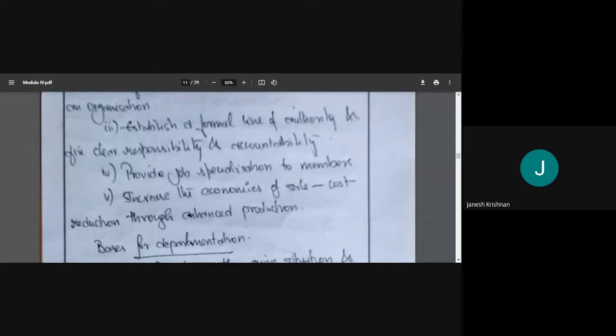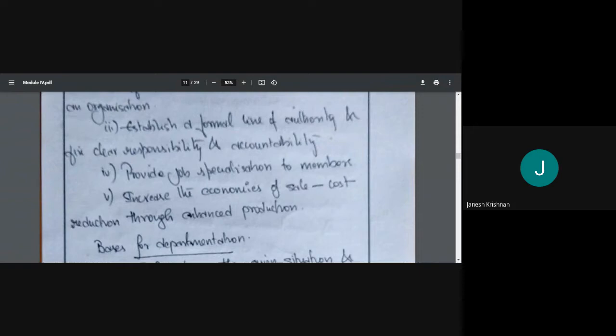They will teach the person the new software. Okay, we may send him for training. Okay, you go and learn the software stuff. Okay, so you can look into the design works like that. You can provide job specialization to members.